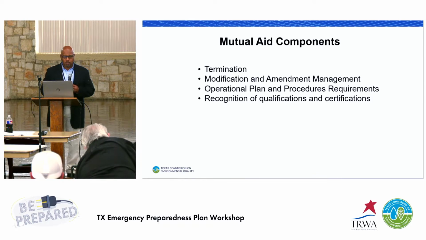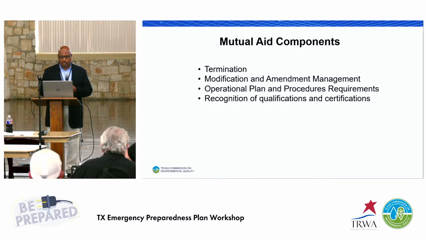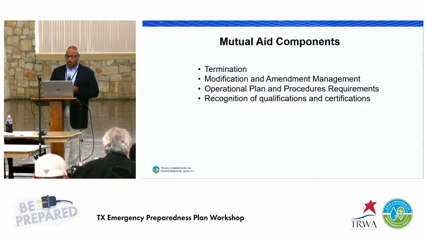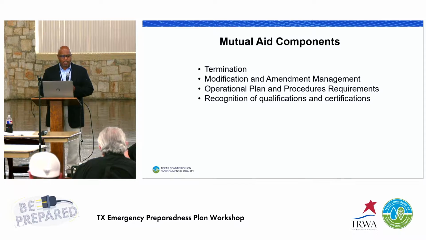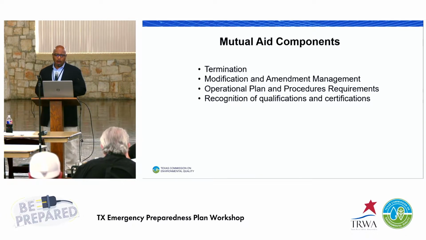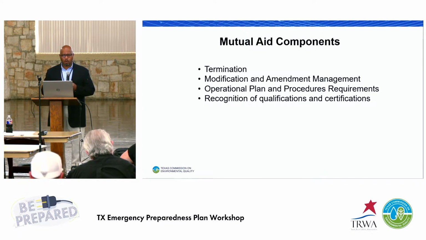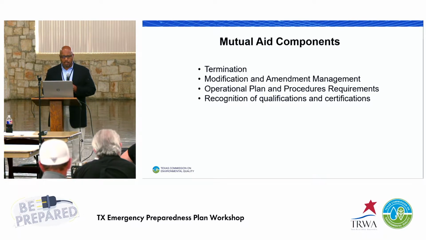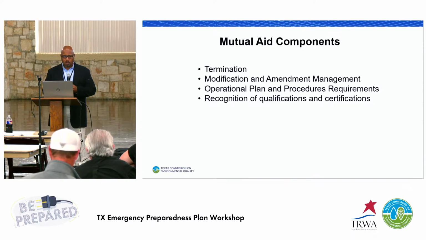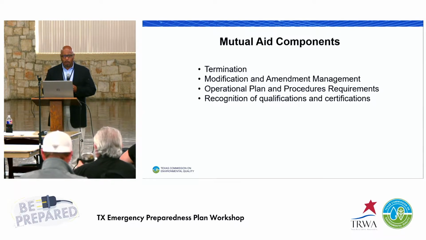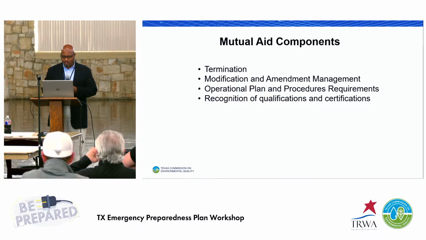Additional things: termination of the agreement needs to be defined if that is the case. And then, as I mentioned earlier, modification or any amendment needs to occur. There does need to be, maybe as an addendum, an overall operational plan for this mutual aid agreement, how things are going to work. It needs to be defined and agreed upon by all parties. And then if there needs to be any recognition of qualifications and certifications, I can imagine in the utilities, you want to make sure that operational certifications and levels are defined. You want to have the right folks doing the right jobs.